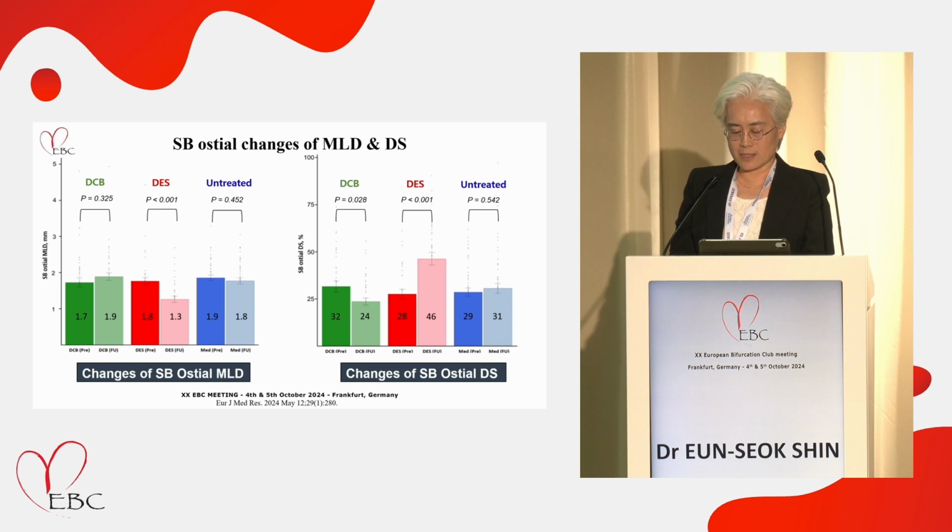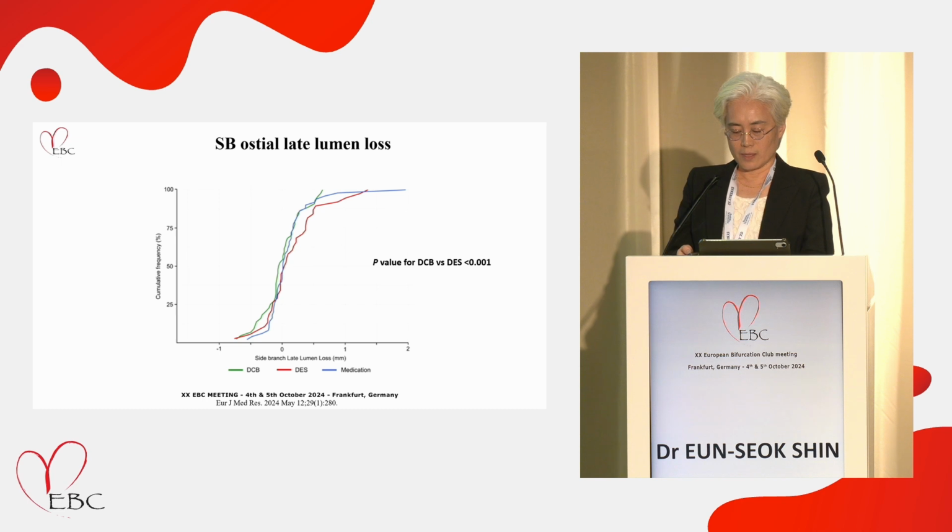However, in the DES group, side branch ostium minimal lumen diameter decreased and the diameter stenosis increased. In contrast, in the DCB group, the side branch ostium did not compromise. Late lumen loss of the side branch ostium was similar in the DCB and medication groups, but it was higher in the DES group.